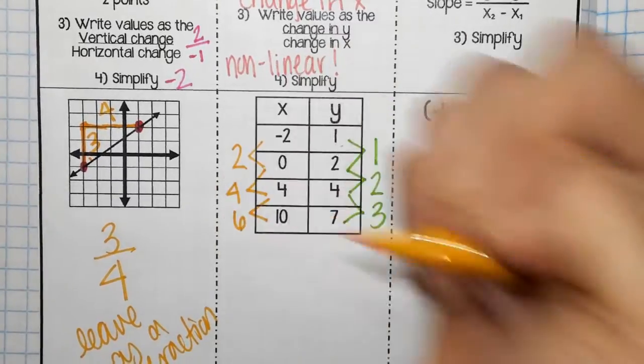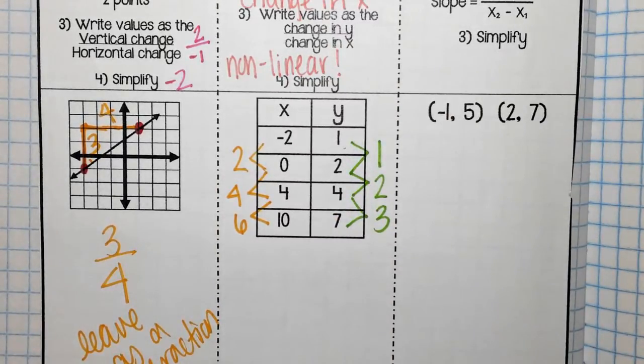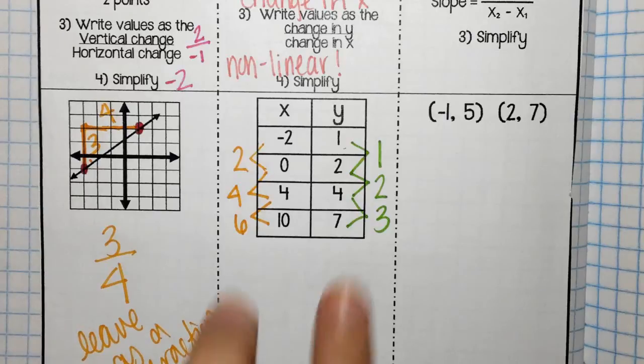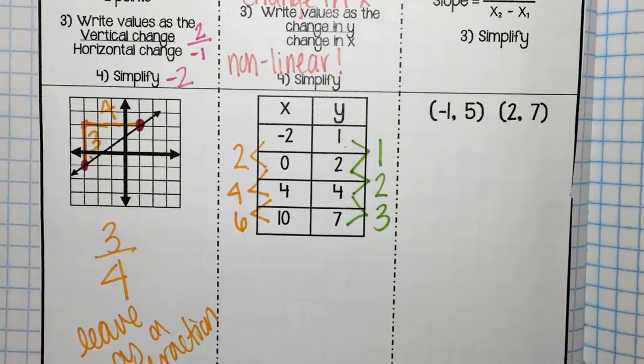Awesome. Alright, now, tell me, is this linear? What do you think? No. Why? Because the x side is not the same number.